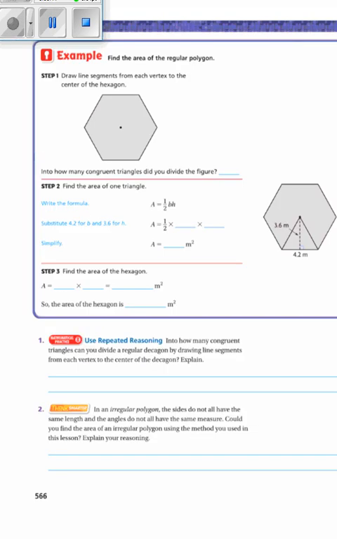Example: find the area of the regular polygon. Draw line segments from each vertex to the center of the hexagon. This problem is particularly easy because they give you the center of the hexagon. They do not always do this on your homework. Sometimes you have to figure it out. One of the easier ways to do that is to go straight from the vertex on one side and go directly to the other side.